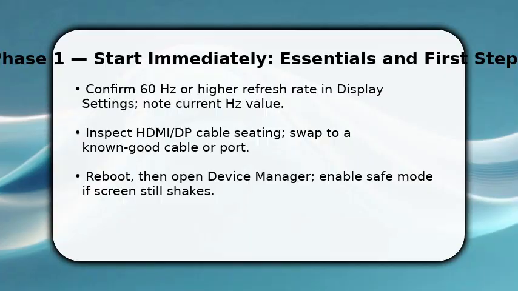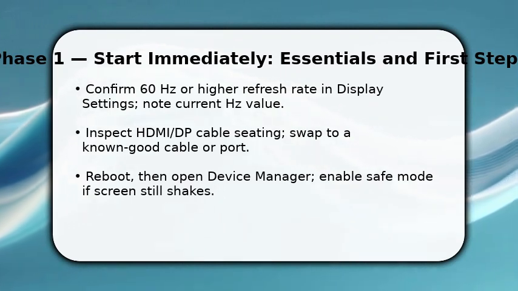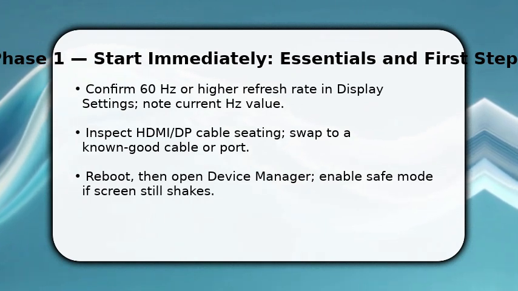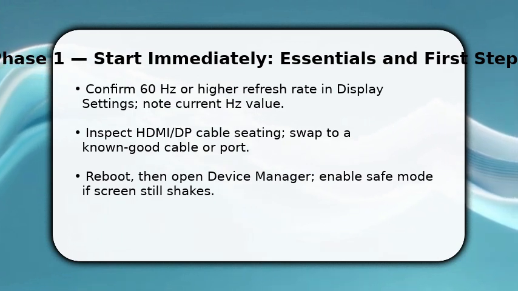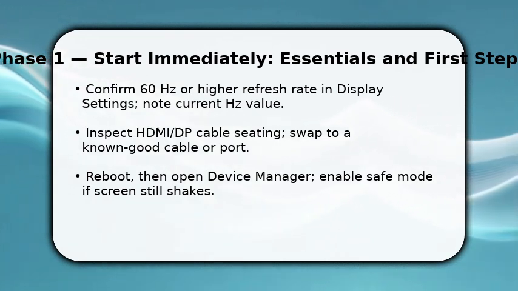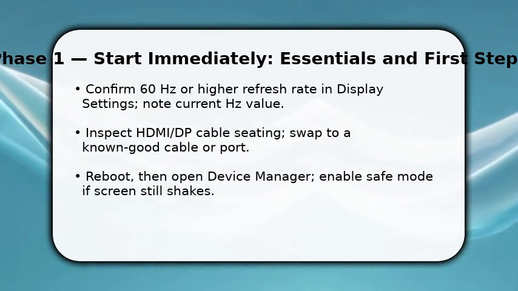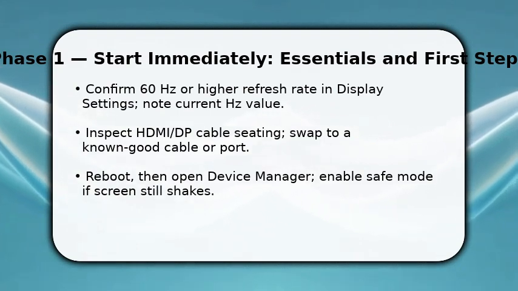Enjoy the video. You begin by isolating variables. This saves time. First, make sure the display is set to 60 Hz or higher because a wrong refresh rate causes visible shake. Once done, physically reseat the HDMI or DisplayPort cable, and if possible, swap to a known good cable or port. You then reboot the machine, and if the shaking persists, boot into safe mode to rule out third-party software. This shows whether the issue is hardware or software-driven.